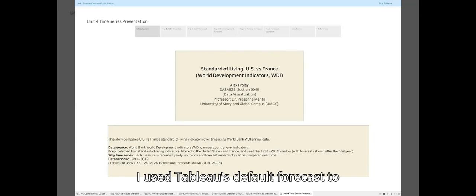Then I use Tableau's default forecast to project a few years forward. You'll see shaded forecast bands on the right side of the charts. Those bands represent a 95% prediction interval.